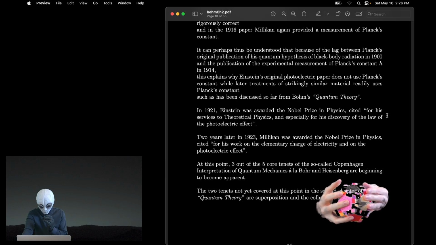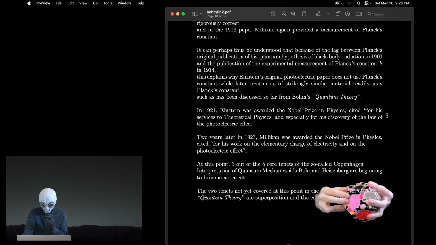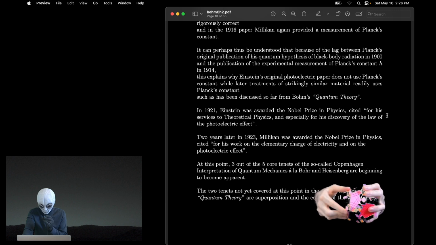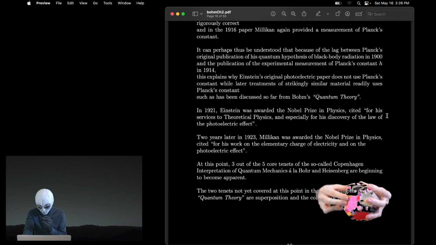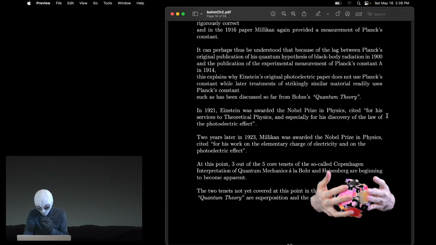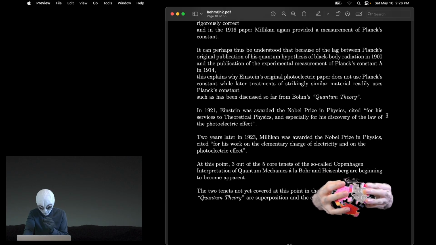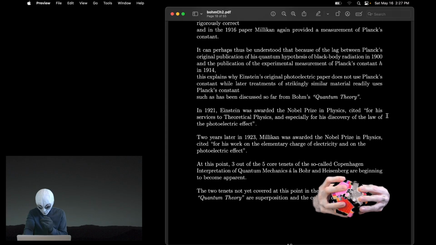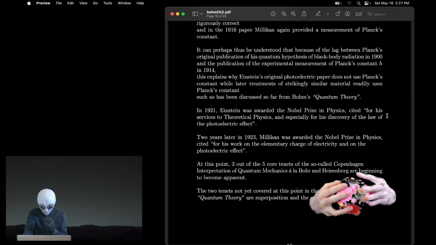In 1921, Einstein was awarded the Nobel Prize in Physics, cited, "for his services to theoretical physics, and especially for his discovery of the law of the photoelectric effect." 2 years later, in 1923, Millikan was awarded the Nobel Prize in Physics, cited, "for his work on the elementary charge of electricity and on the photoelectric effect."